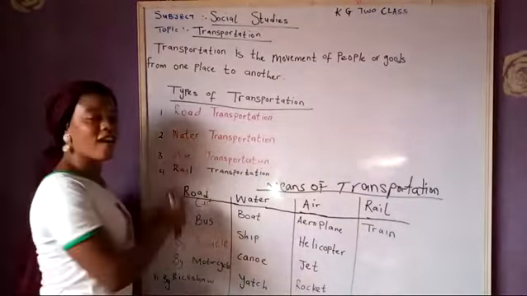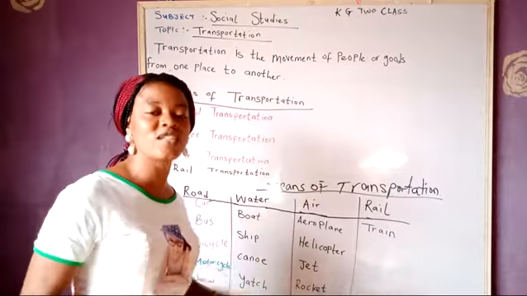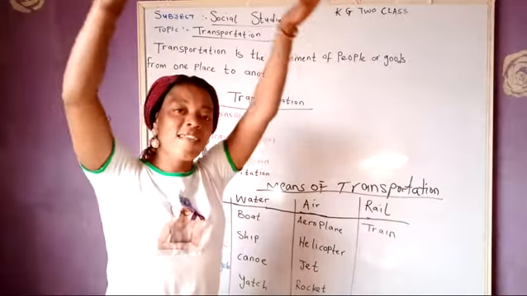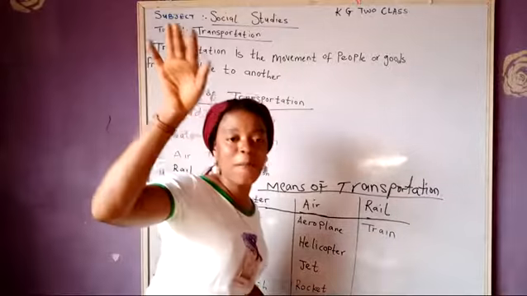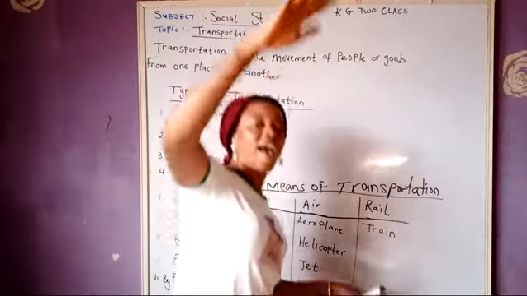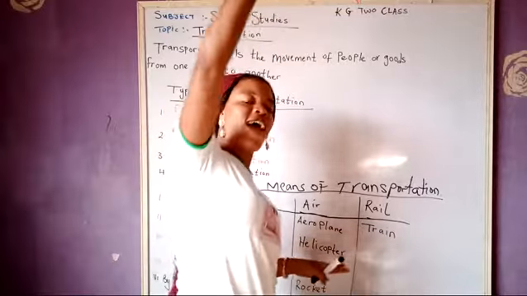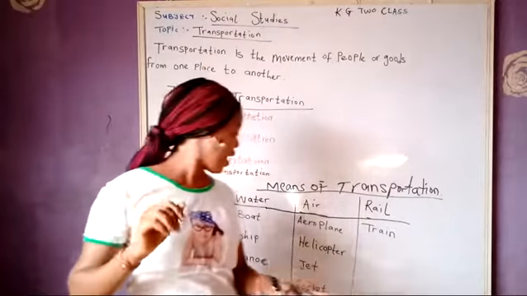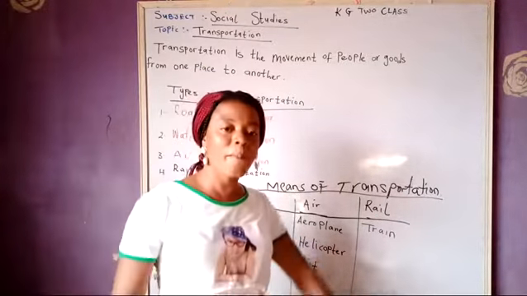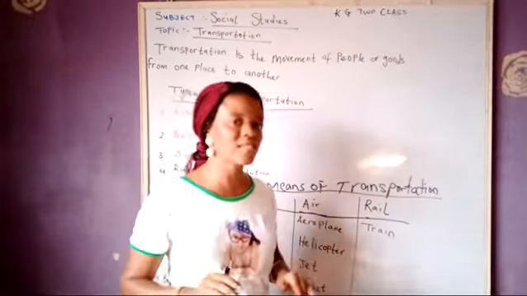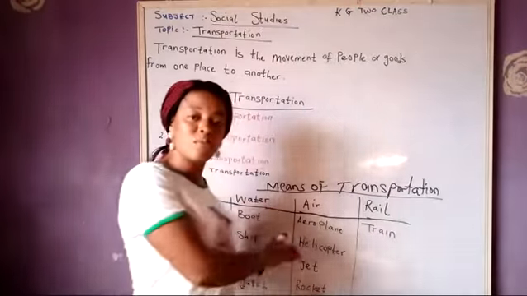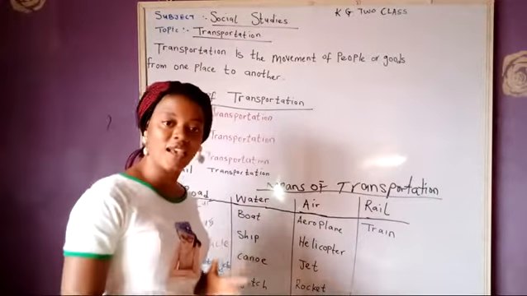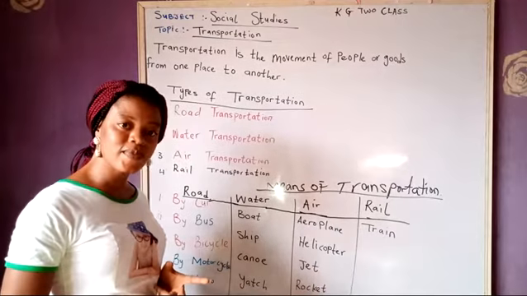Now, let's learn air transportation. What is air transportation? Air transportation is the movement of people or goods on the air. For example, like an aeroplane. Aeroplane moves on the air. Helicopter moves on the air. And we also have jet. It moves on the air. We also have rocket. Rocket also moves by air. Don't forget that those means of transportation that I just mentioned, all of them move on the air. Aeroplane, helicopter, rockets.